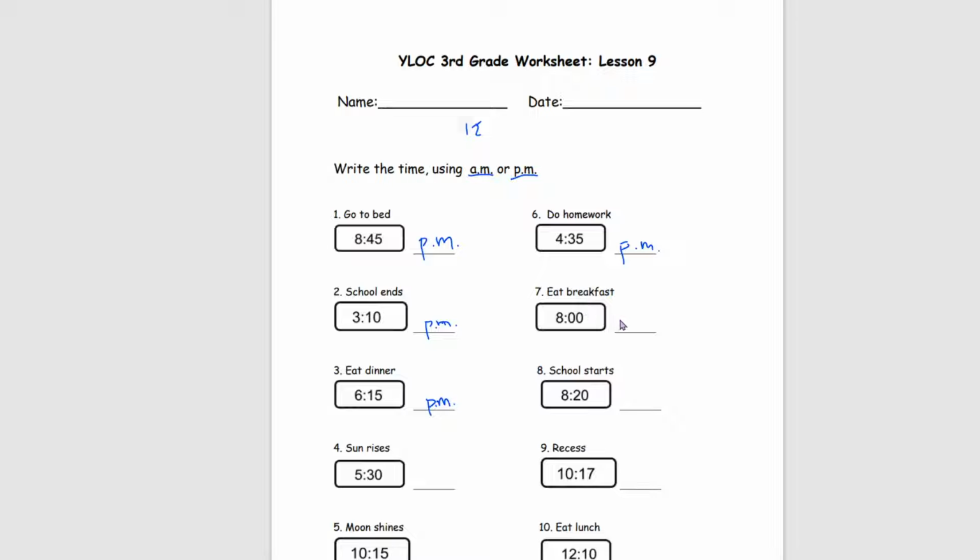For number 7, we have eat breakfast. If we use the option PM, we wouldn't be eating breakfast at 8 PM because that's most likely the time where we'll be eating dinner. So it had to be AM, because AM is also in the morning when you eat breakfast.